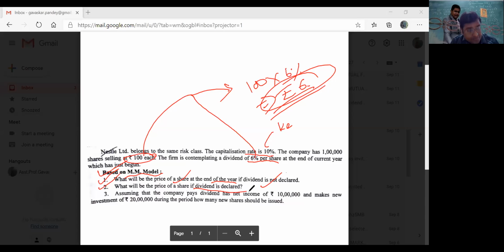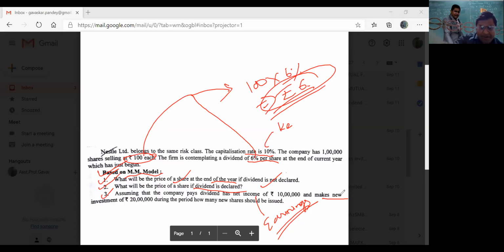That will also be considered, we will do it. How to calculate it? The third one is: assuming that the company pays dividend, has net income, also known as earnings, of rupees 10 lakhs, and makes new investment of rupees 20 lakhs.